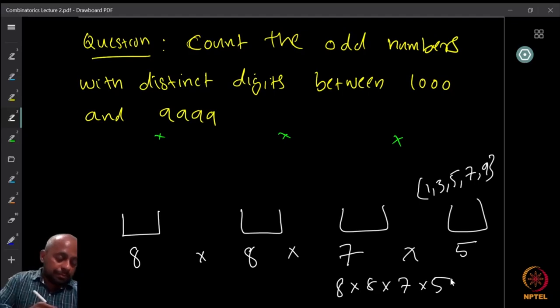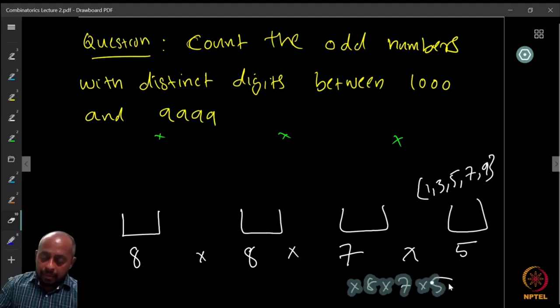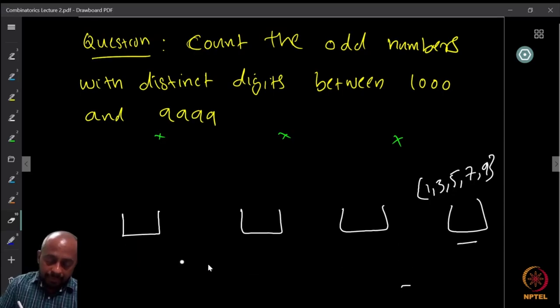Now, you might have noticed that I counted in a very special order. I counted the numbers for the last digit first, then the first digit, then the second and third digits. The question is, can we do it in another order? Of course, you may be able to, but again, you have to be very, very careful.